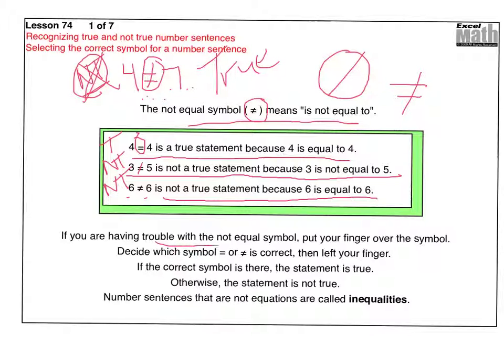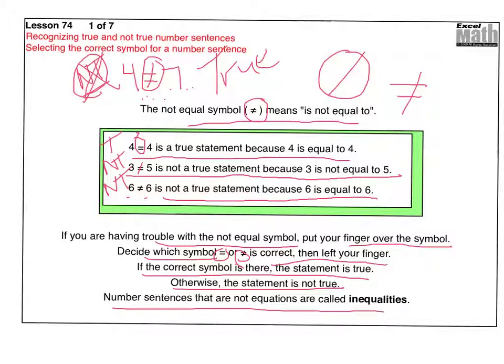If you are having trouble with the not equal symbol, put your finger over the symbol. Decide which symbol, the equal sign or the not equal sign, is correct. Then lift your finger. If the correct symbol is there, the statement is true. Otherwise, the statement is not true. Number sentences that are not equations are called inequalities. So if it's not true, it's an inequality.